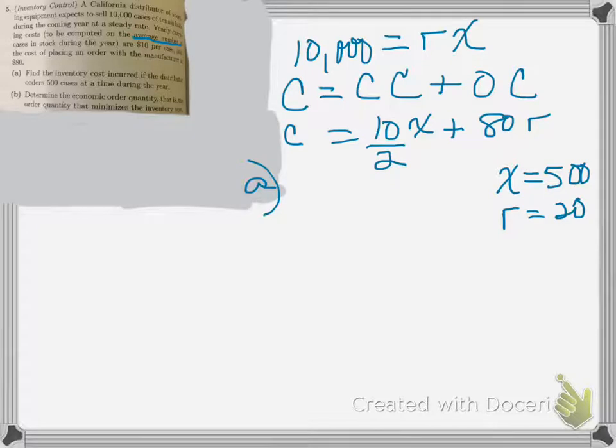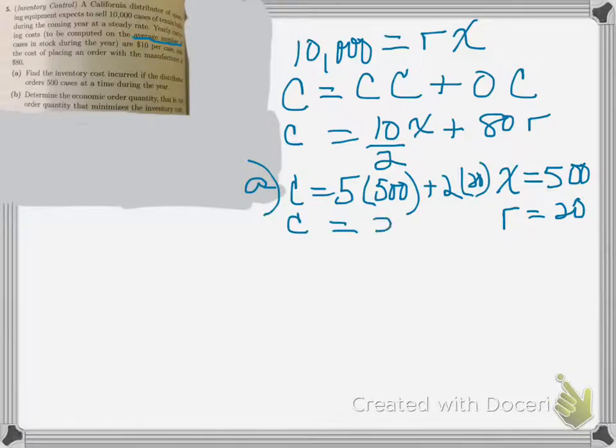So if I have those values, I'm not optimizing costs, I'm just plugging in and solving. So my cost is going to be, okay, 10 divided by 2 is 5. So 5x, and they're telling us that x is going to be 500, plus 80 times, and we figured out that R has to be 20. So without optimizing, just by using the figures they gave us, the cost is going to equal $29,100.